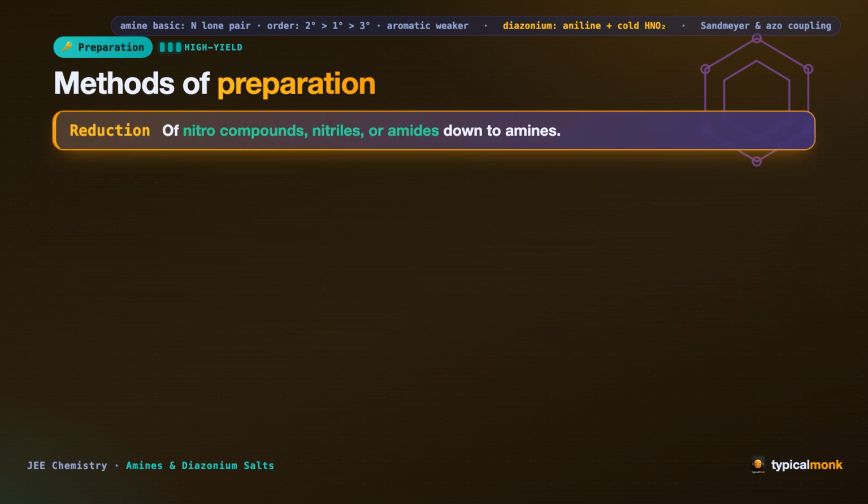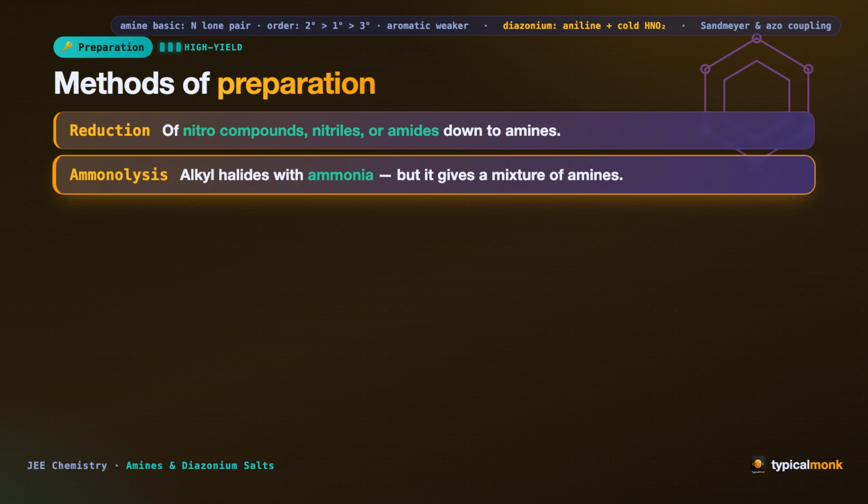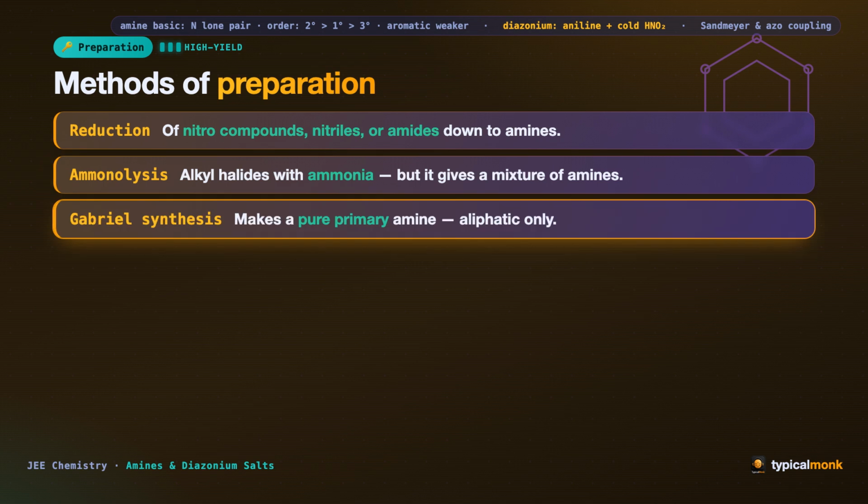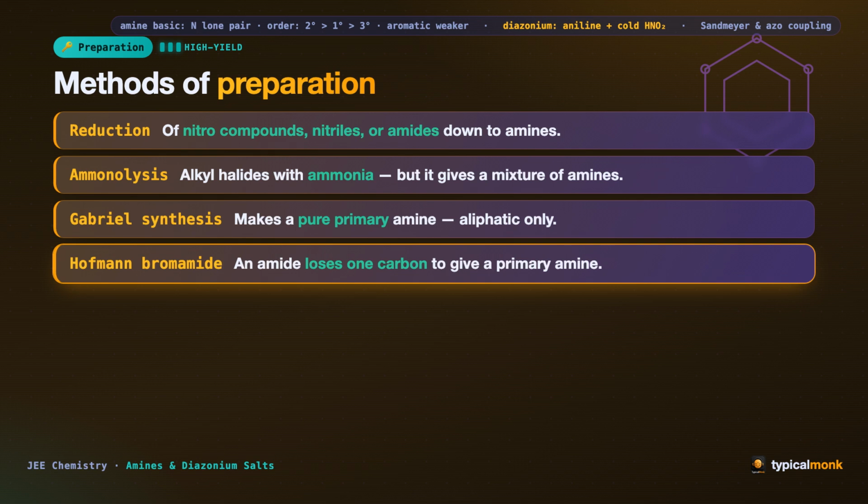Now, how an amine is made. Reduction of nitro compounds, nitriles, or amides, all the way down to amines. Ammonolysis: alkyl halides react with ammonia, but this gives a mixture of amines. Gabriel synthesis: it makes a pure primary amine, but for aliphatic amines only. Hofmann bromamide: an amide loses one carbon to give a primary amine.